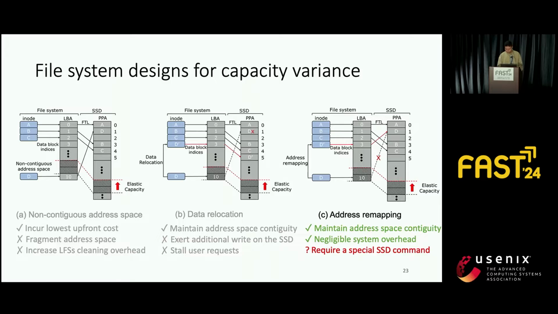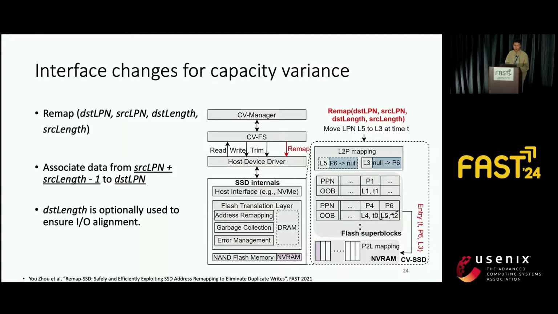To integrate the remap approach into the capacity variant file system, we revised the interface proposed by PriWorks and tailored it for capacity variance. Our modified command enables the file system to safely shrink the logical capacity with low overhead by remapping data from their old LPNs to new LPNs without the need for actual data rewriting. We extend the current NVMe interface to include remap as a vendor-unique command.